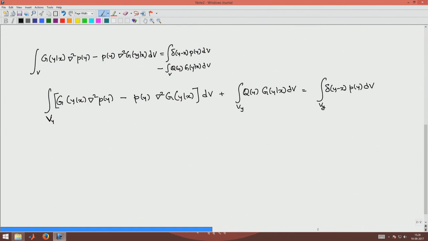Now, we can also reduce this volume integral. This can be reduced to a surface integral using Green's theorem, and Green's theorem was discussed elaborately in one of the previous lectures. I am not repeating it here. So, using Green's theorem, the above volume integral can be reduced to a surface integral.